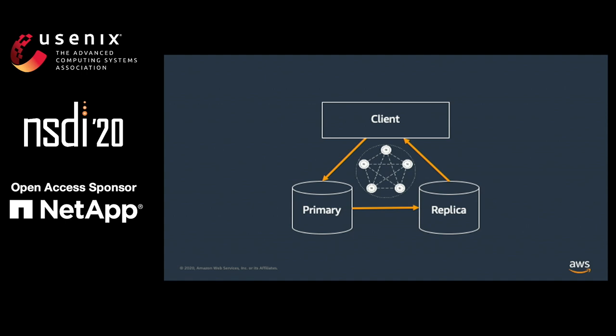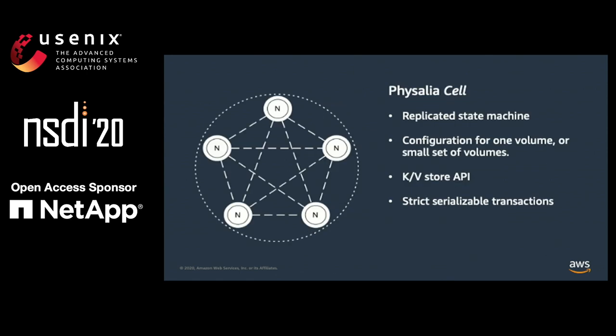That can provide this kind of higher power, this configuration store that will allow us to recover the replication protocol when things break. And we want to put those nearby. And so we call each one of these small consensus groups a Physalia cell. A Physalia cell is a single replicated state machine. It contains the configuration for one volume or one small group of storage volumes.